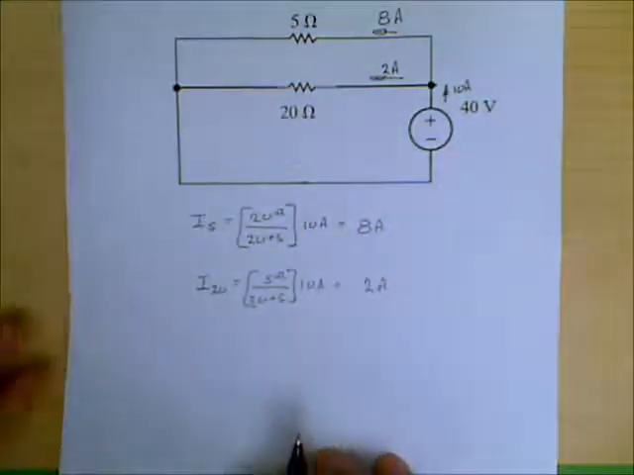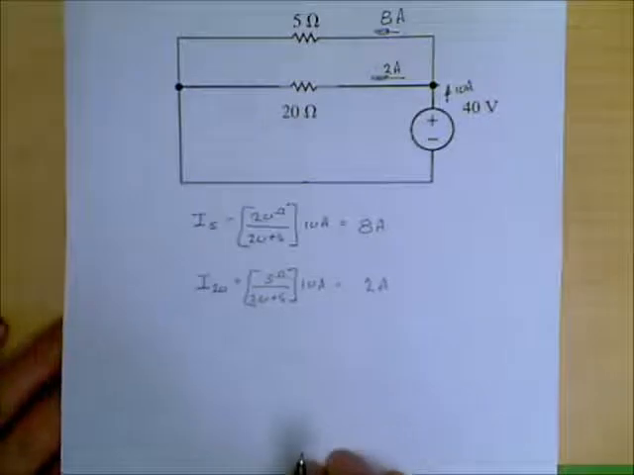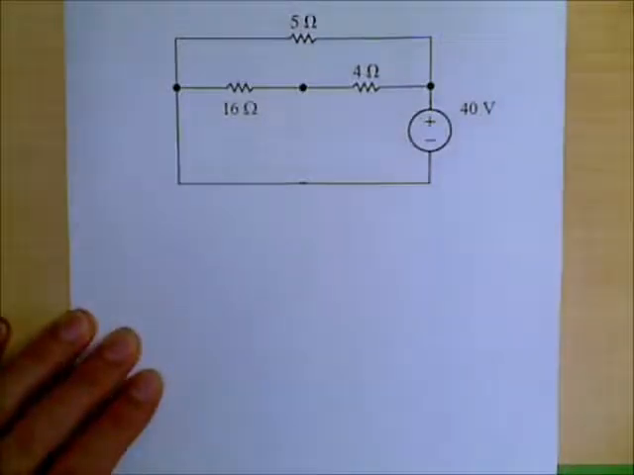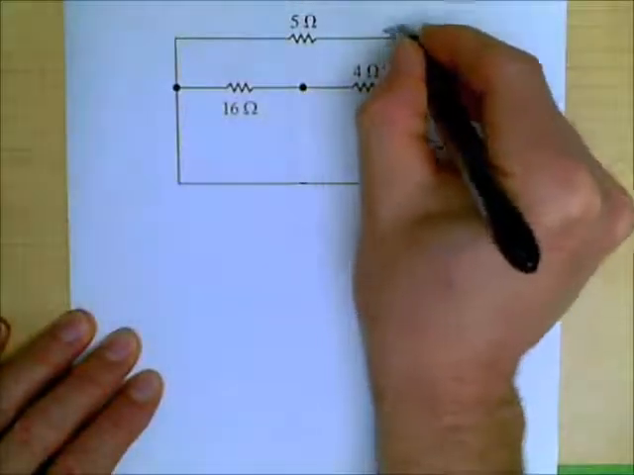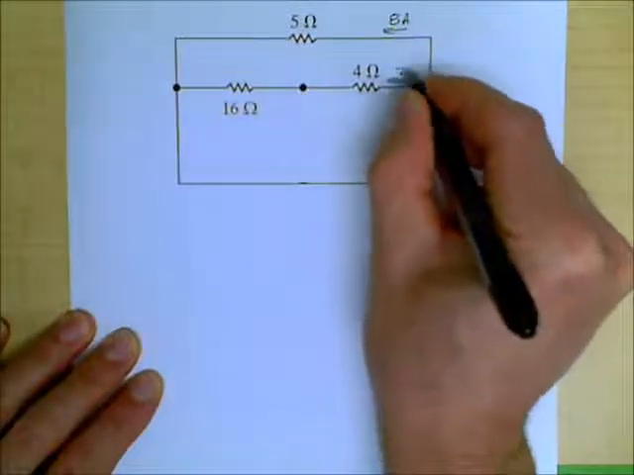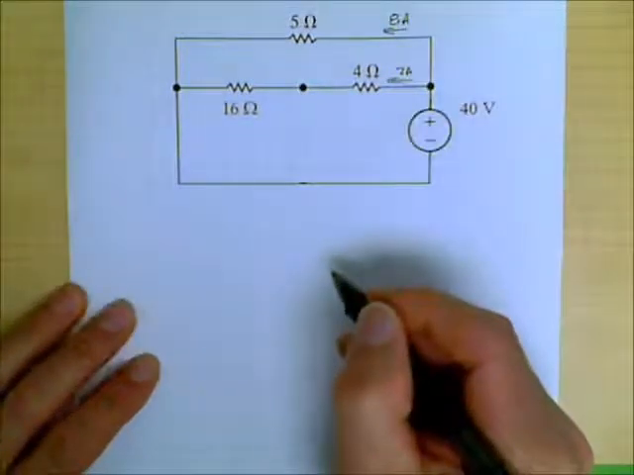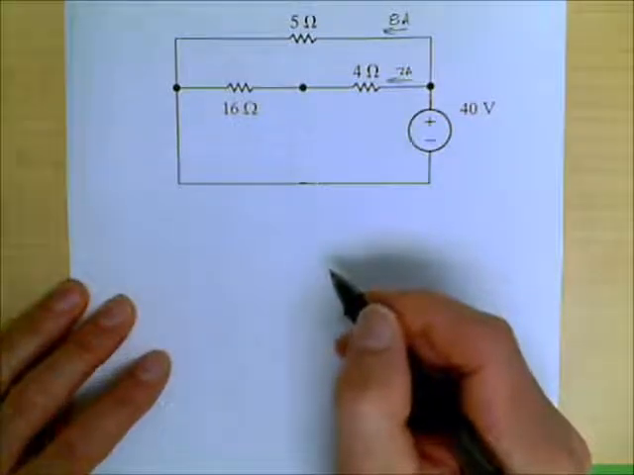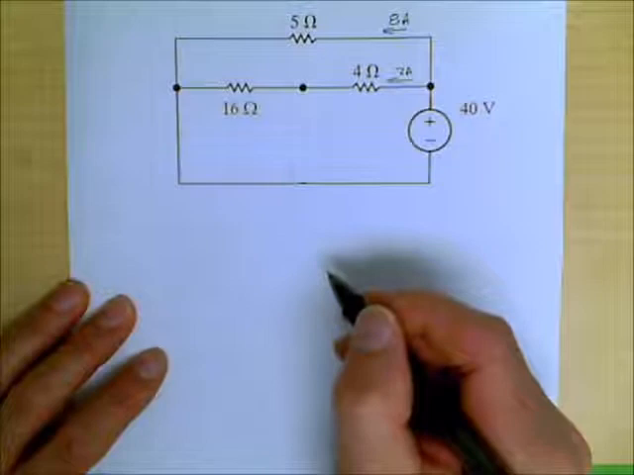Well, we can take that branch back to its original form by taking the 20 ohm resistor and dividing it back into its 4 and 16. We knew that there were 8 amps in this branch. We know that there are 2 amps in this branch, and so we could use that 2 amps to determine the voltage across the 16 ohm resistor, but we also can use a voltage divider.